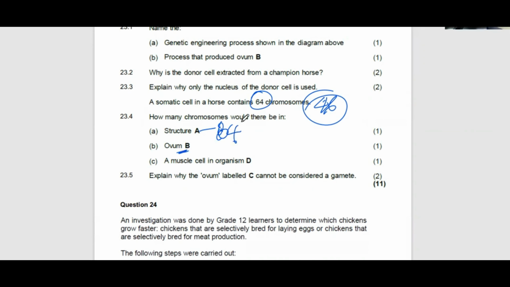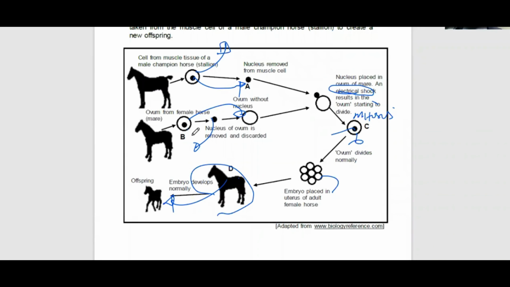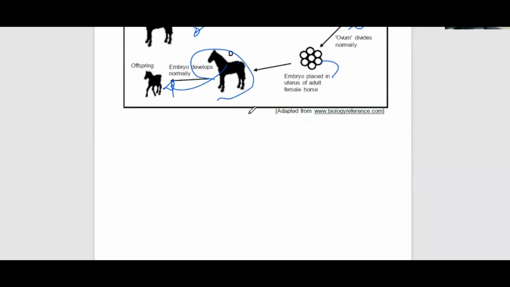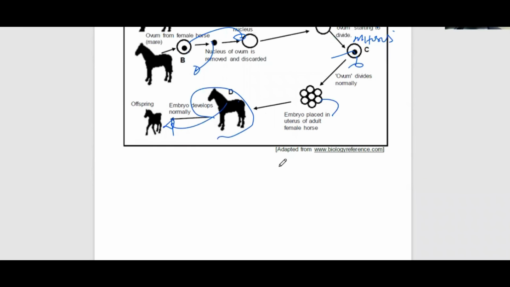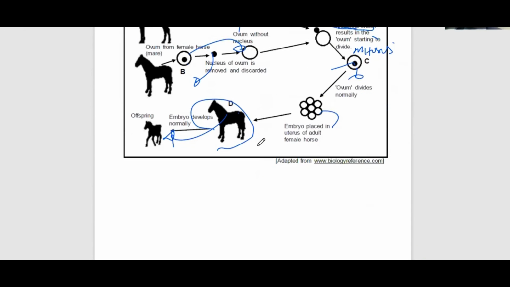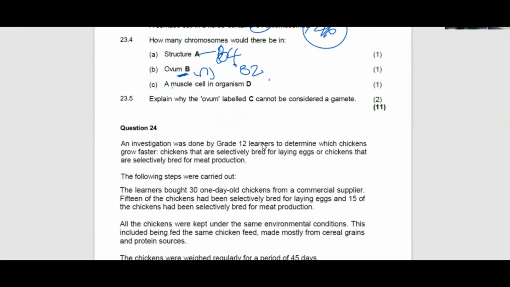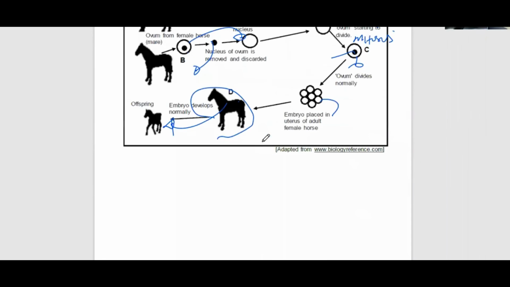And then ovum B. Let's go and see ovum B. Ovum B is here. It is going to be half of 64 because it's haploid, so it's going to be 32. Muscle cell in organism D: the moment they say muscle cell, automatically they are talking about a somatic cell. So the answer here is going to be 64. Even if I don't check the organism, the moment they say muscle, those are somatic cells. As long as they don't talk about the ovum and the sperm, the rest are diploid, 64.